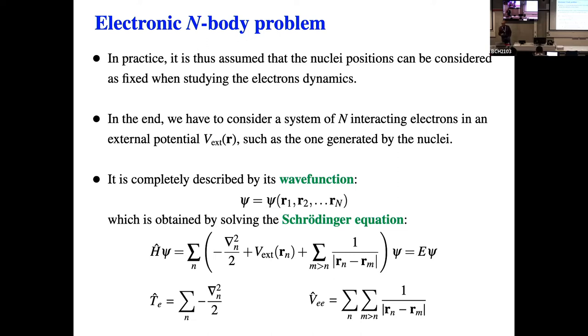And so we focus now still on a many-body wave function, but it's purely an electronic wave function. And so in this case, the particles are written as R1 to Rn, okay? So what we have to do to obtain this wave function is to solve the Schrödinger equation.